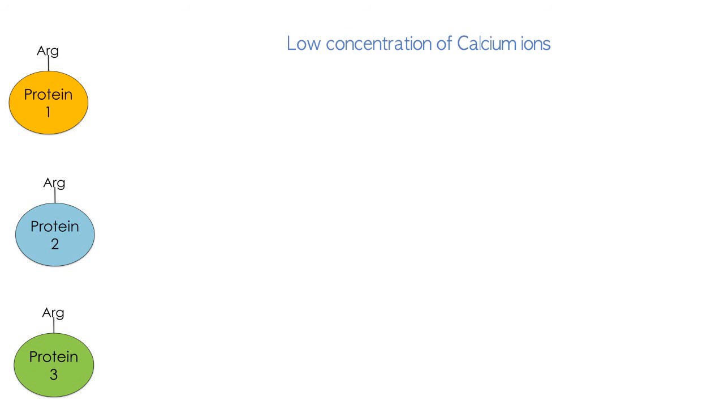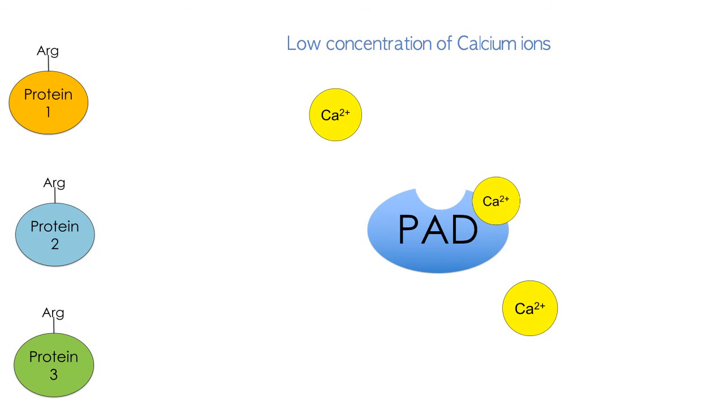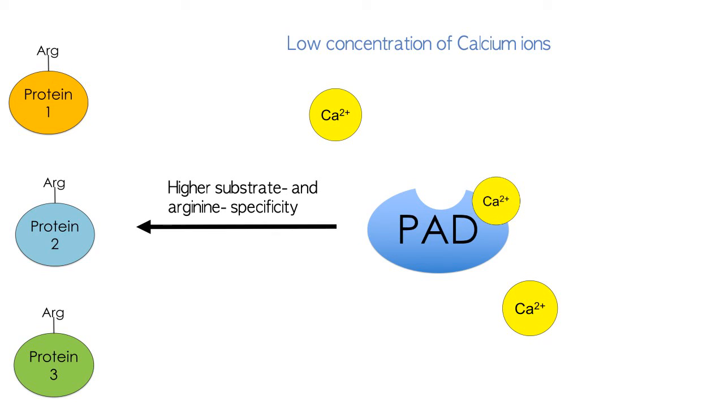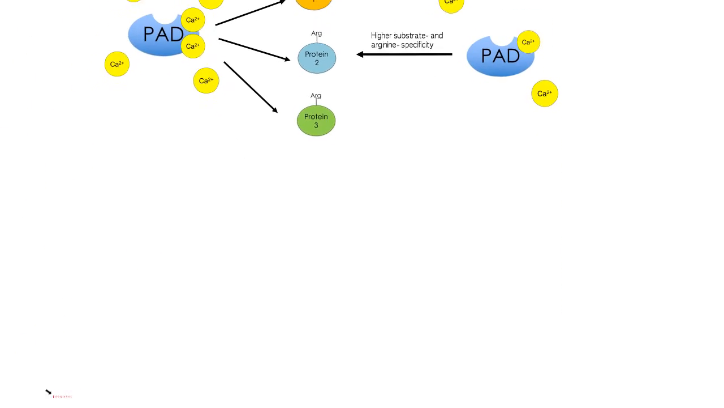On the other hand, at low calcium ion concentration, PAD activity is regulated and it has a higher substrate specificity, for example, in gene regulation. However, more research needs to be done to identify the specific substrates of PAD and elucidate the mechanism of PAD activity at low calcium concentration.